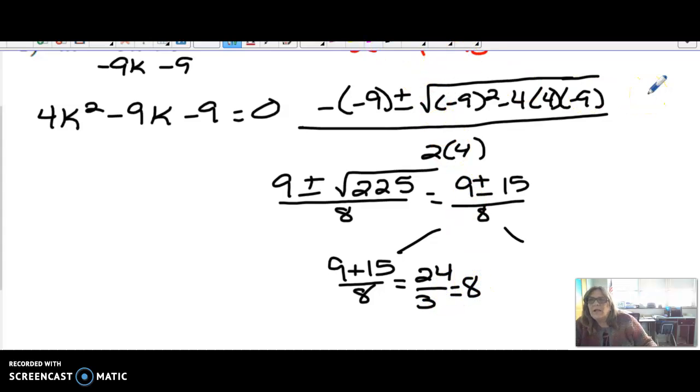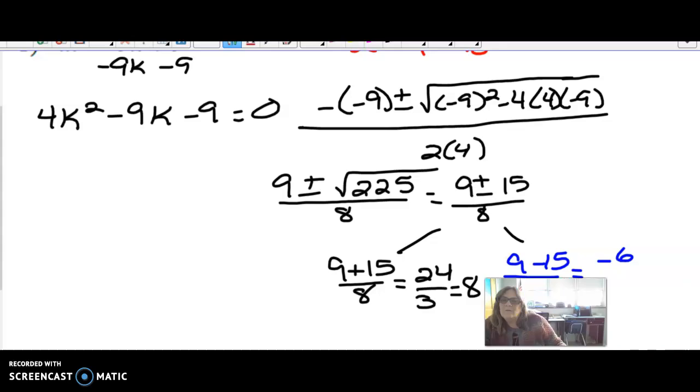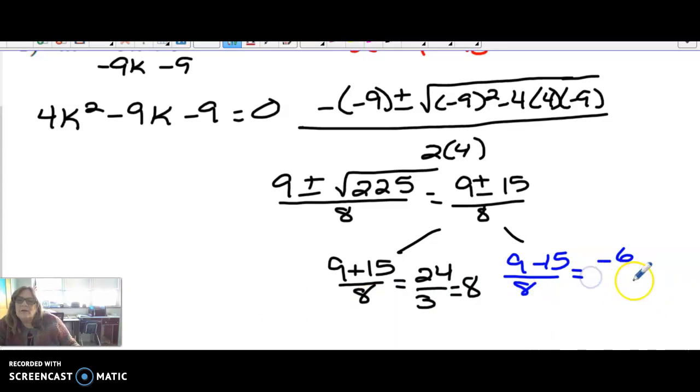My second number is 9 minus 15 over 8, and 9 minus 15 gives me negative 6 over 8. And that's going to give me a negative 3/4. So those are my two solutions for that. If you graph it in Desmos, you'll find that it crosses at 3 and negative 3/4.